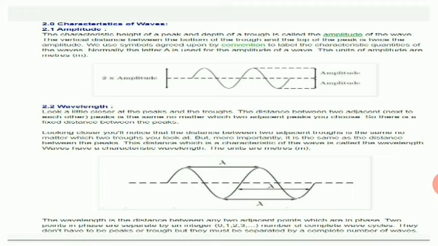Next one comes the wavelength. Wavelength is denoted by lambda, and it is the distance between two adjacent crests or troughs. It is represented by λ, and it is measured in Angstrom. So you know the relation between Angstrom and centimeter, that is 1 Angstrom is equal to 10 to the power minus 8 centimeter, or 1 Angstrom is equal to 10 to the power minus 10 meter.